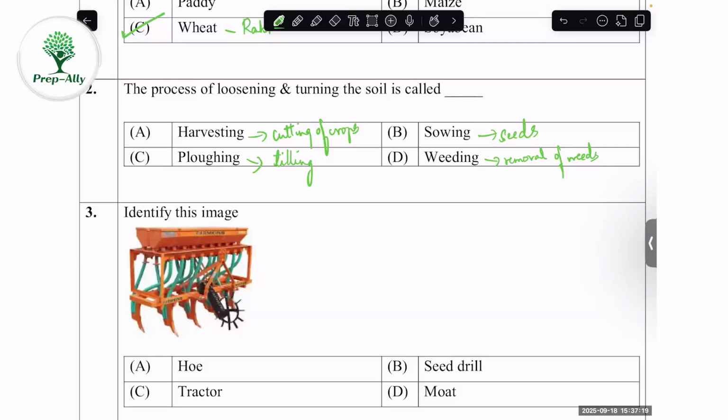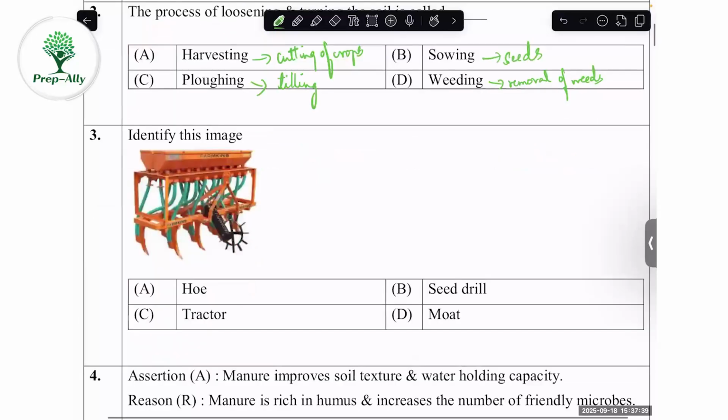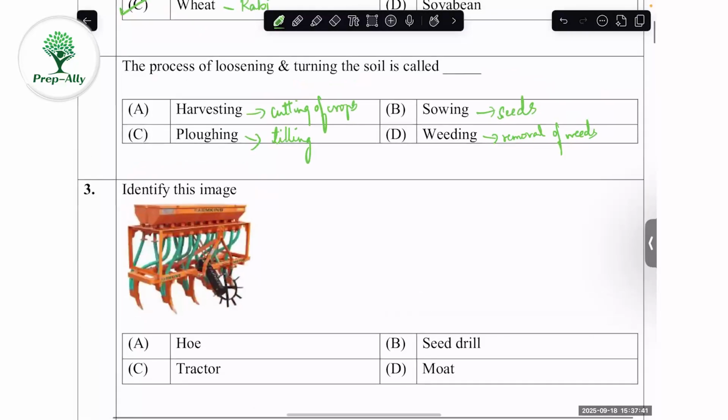This is done to increase the fertility and enhance the nutrients in the soil, and also to bring up the moisture present deep in the second and third layers of soil, so that the soil has more moisture. That moisture is recycled. That's why the ploughing process is done. So the correct option will be C, ploughing.